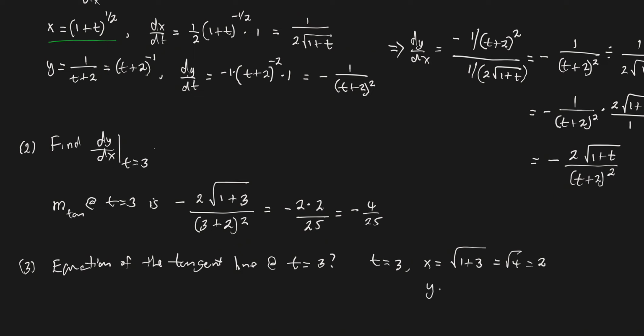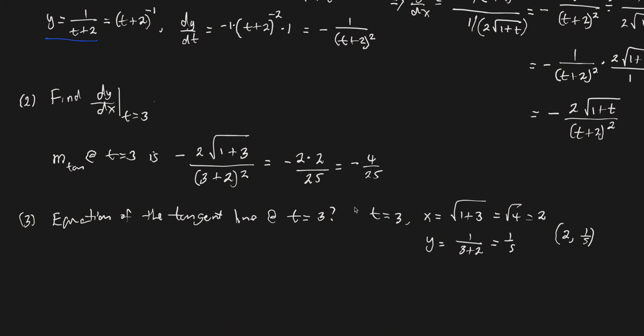And then let's find the y coordinate. So we would use the y equation. Again, pretty simple equation. Just plug 3 in right there. So you'd have 1 over 3 plus 2, so that's 1/5. So kind of putting it all together, this parametric curve, when t is equal to 3, passes through the ordered pair (2, 1/5) with a slope of -4 over 25.